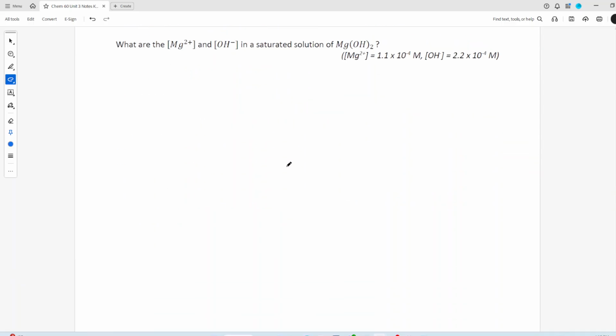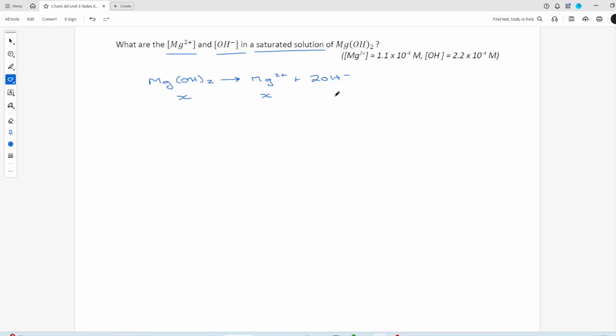So this one has a little bit of an extension on it. This one says, what are the concentration of magnesium and hydroxide in a saturated solution, meaning at equilibrium, of magnesium hydroxide? So again, I'm going to start by writing the dissociation of magnesium hydroxide into magnesium ions and 2 hydroxide ions. These start to get a little repetitive, which is great.